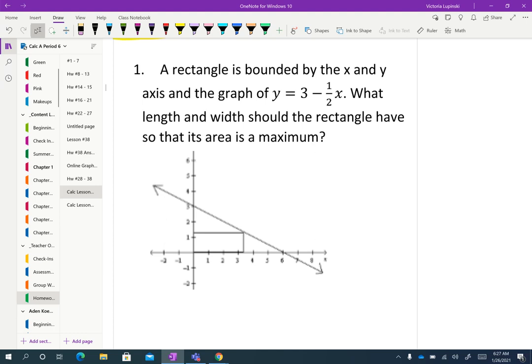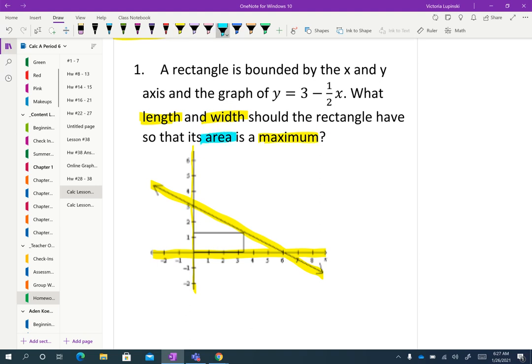So here in number 1, a rectangle is bounded by the x and y axis and the graph of y equals 3 minus 1/2 x. So if you look at the picture that's given here, you of course have your x-axis, then you have your y-axis, and then we've gone ahead and drawn for you the line y equals 3 minus 1/2 x. You would start at a y-intercept of 3, go down 1, right 2, a couple different times until you intersect the x-axis. So what length and what width should the rectangle have so that its area is a maximum? So we are looking first and foremost for a length and a width, and we would like that area to be a maximum.